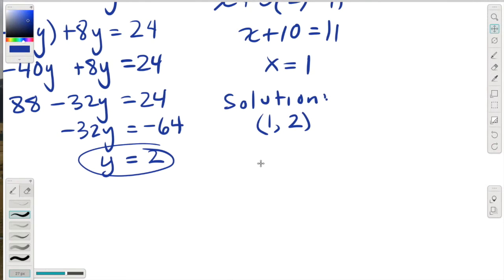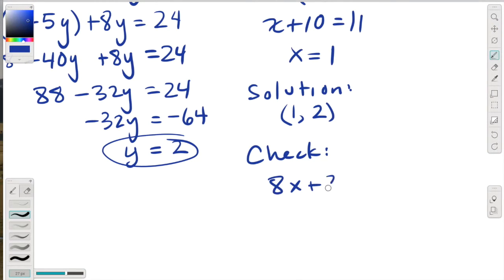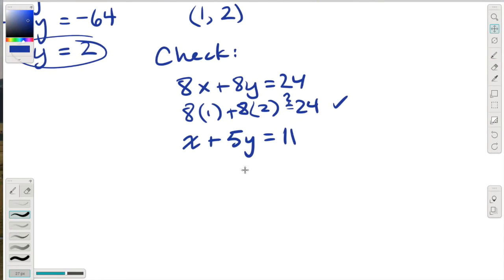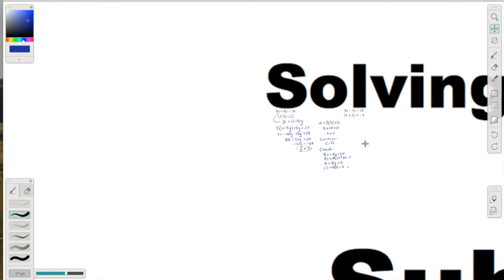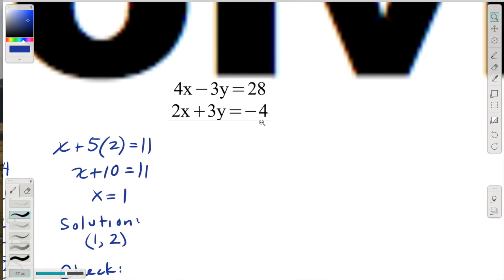I should check my work by putting 1, 2 into the original equations. In the first equation, 8x plus 8y equals 24. I put in 1 for x and 2 for y. Do I get a true equation, I'm asking? Yes. In the second equation, it's x plus 5y equals 11. And when I put in 1 for x and 2 for y, I get a true equation. So that's the solution.